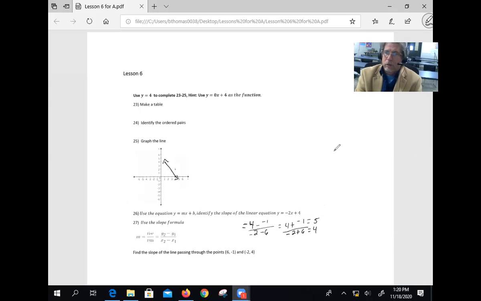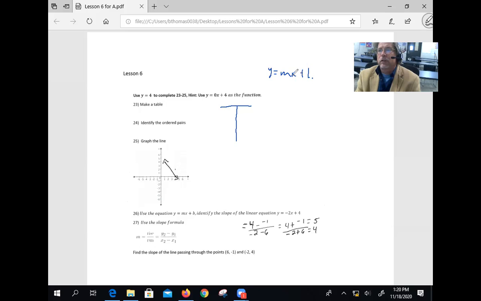So the next lesson, Amanda, we're going to look at is lesson 6. And again, you were doing a lot of this correctly as well. So again, you're making a table. And we kind of gave a hint that y equals 4 is the same thing as y equals 0x plus 4. Because remember, we're using this form y equals mx plus b.